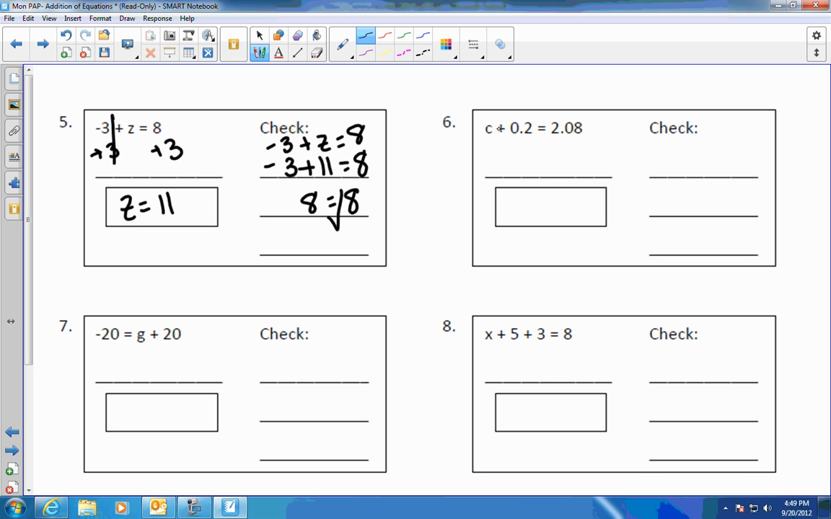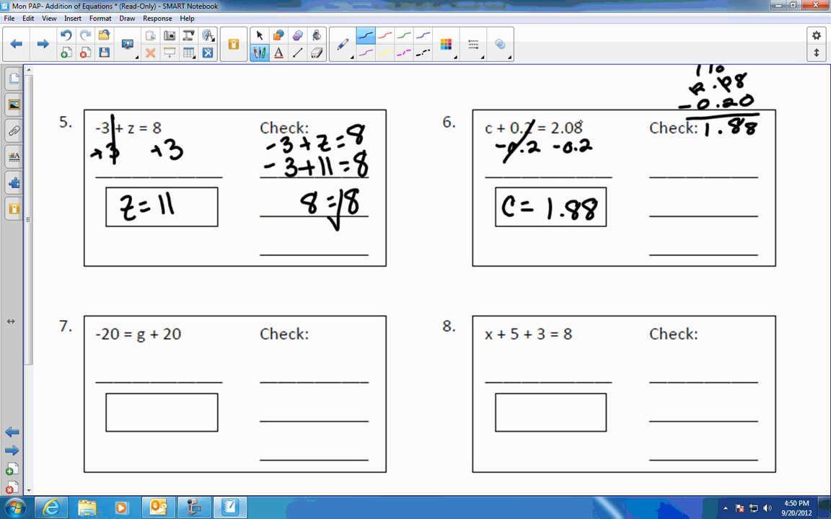Decimals are no different. I have add 2/10. I need to subtract 2/10 to get rid of it. Positive 2/10 and negative 2/10 is 0. And when I subtract this one, I'm going to do a little bit of math over to the side. Remember to line up your decimals. This is 8, 10, 1. It's 1.8. So my answer should be 1.8.